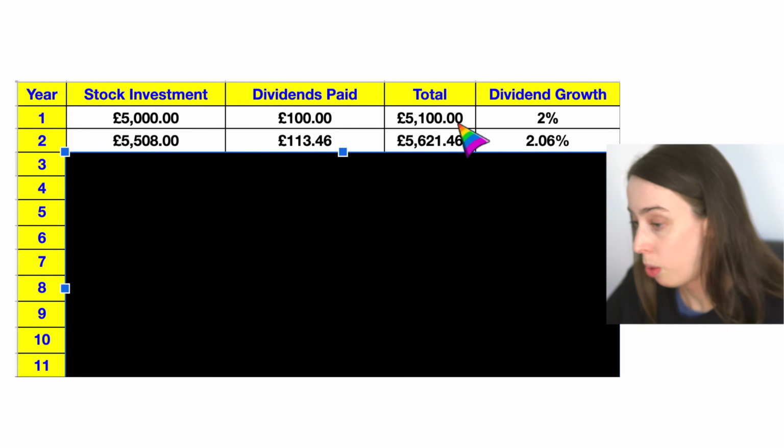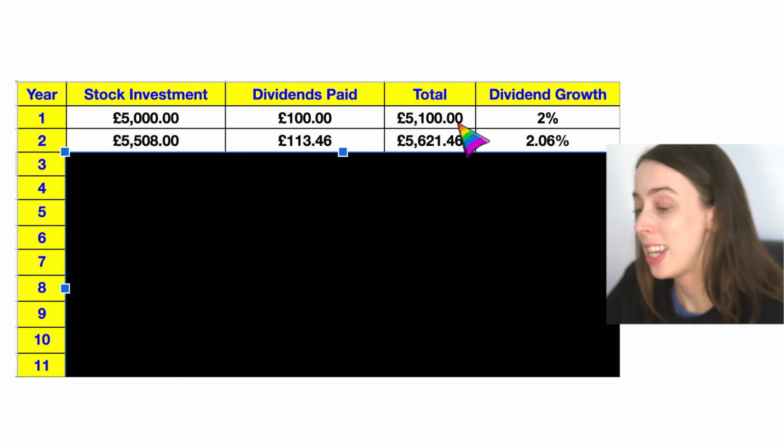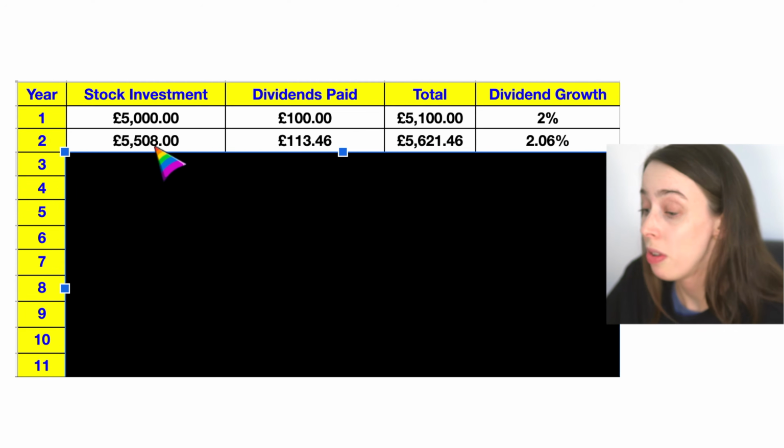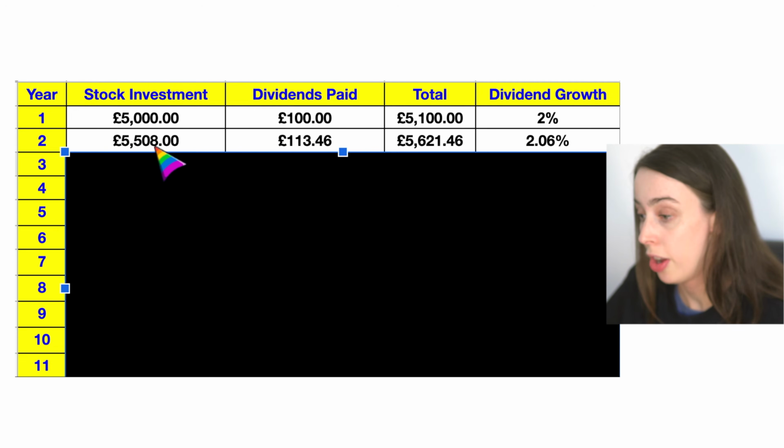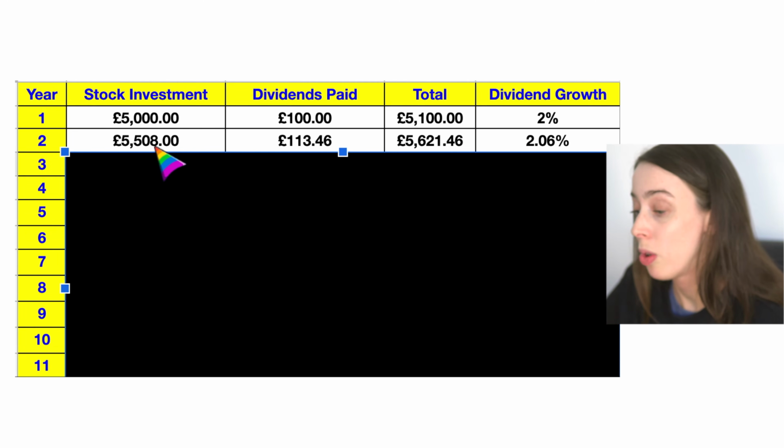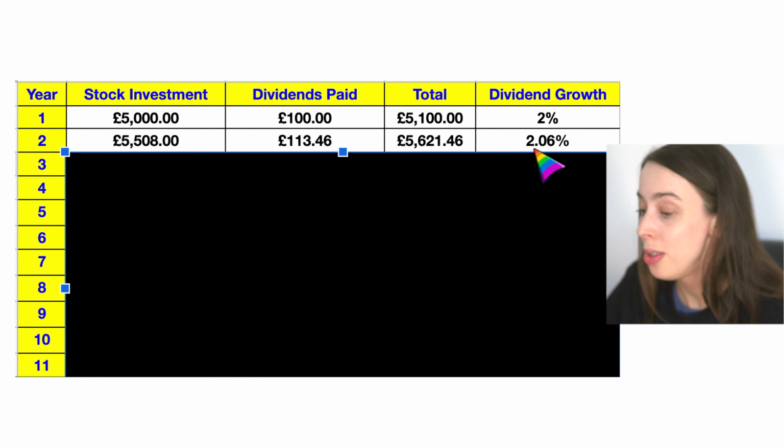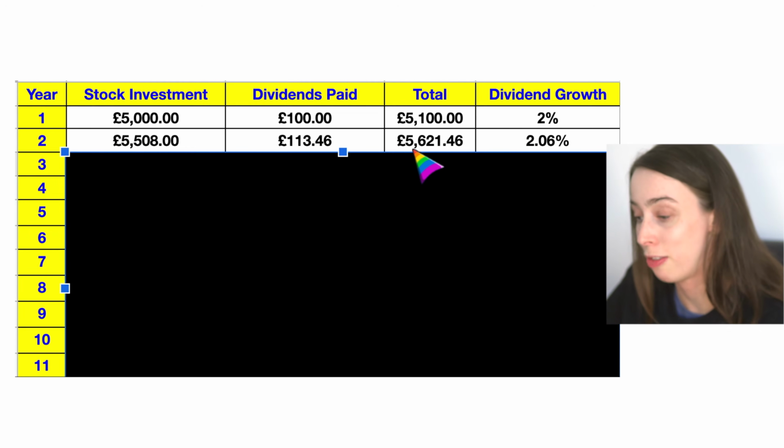Moving into year 2 now. What has happened since? Well, this £5,100 has also seen capital appreciation, stock price growth of 8%, like I said. So 8% on top of this figure gives you £5,508. And what we've had in this as well is the dividend growth. Like I was saying, every single year, we're assuming a 3% dividend growth rate. So 3% of this 2 gives you 2.06. So in year 2, you get paid slightly more. You get £113.46 in dividends. So at the end of year 2, the total portfolio is worth £5,621.46.